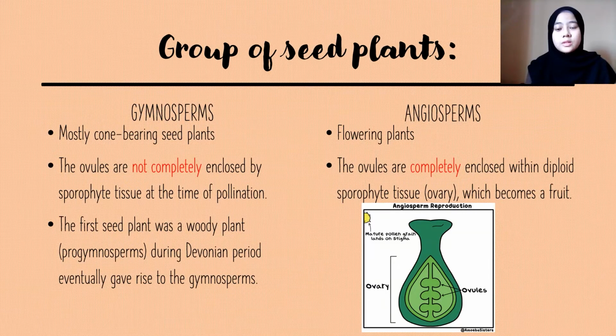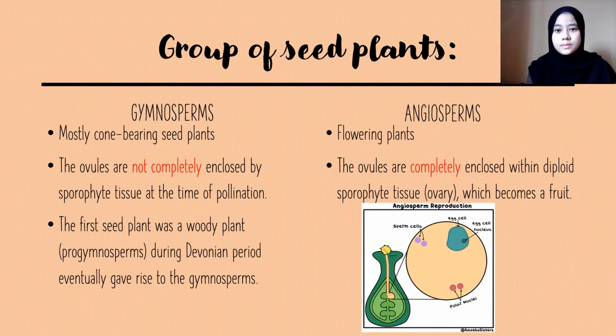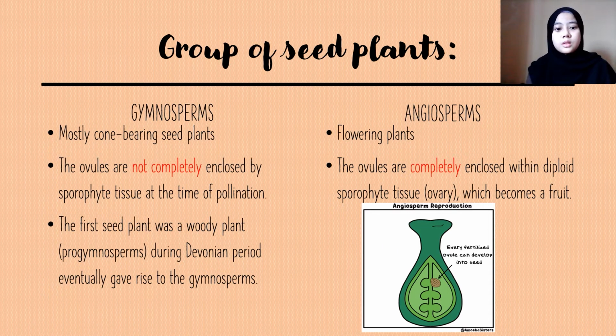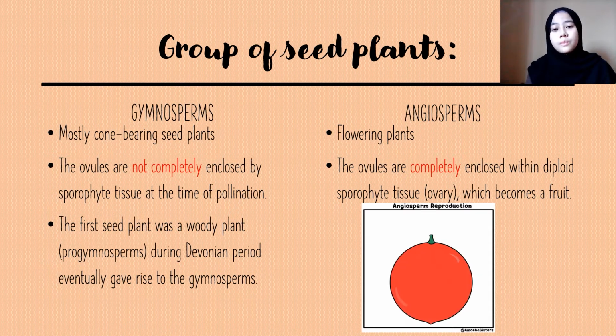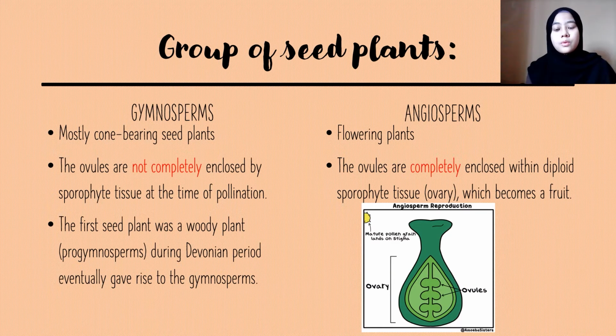There are two groups of seed plants. First, gymnosperms, and second, angiosperms. The differences between the two are that gymnosperms are mostly cone-bearing seed plants, while angiosperms are mostly flowering plants. In the gymnosperms, the ovules are not completely enclosed by sporophyte tissue at the time of pollination, while in the angiosperms, the ovules are completely enclosed within diploid sporophyte tissue, which is the ovary, which will become the fruit.